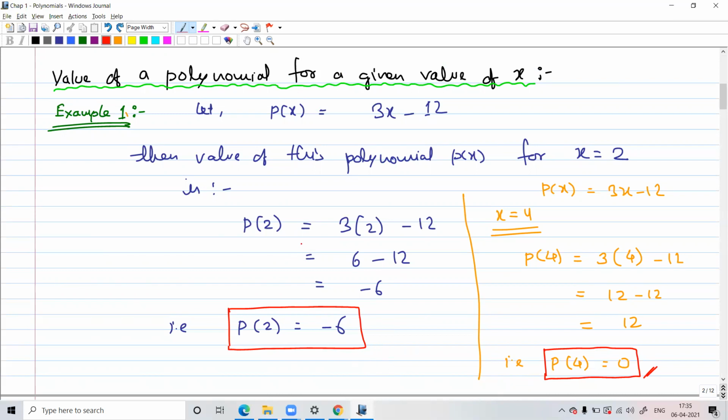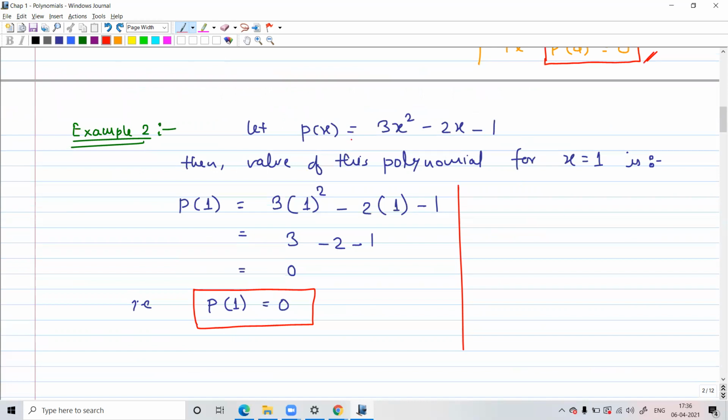You can find the value for this polynomial for any value of x. You can take x equal to 0, x equal to 100, whatever you want, you can put. But there will be some value. For example, if you put x equal to 4, as you can see on the right hand side here, then the polynomial becomes 0. So this is a special number, right? 4, by putting 4, it makes the polynomial 0. That is why 4 will become the 0 of this polynomial. Okay.